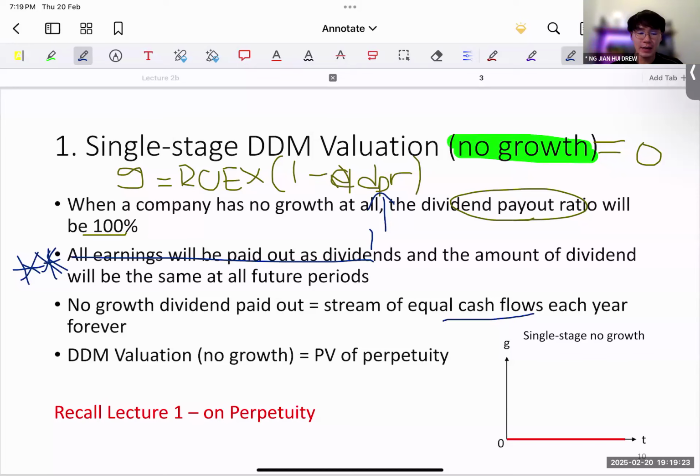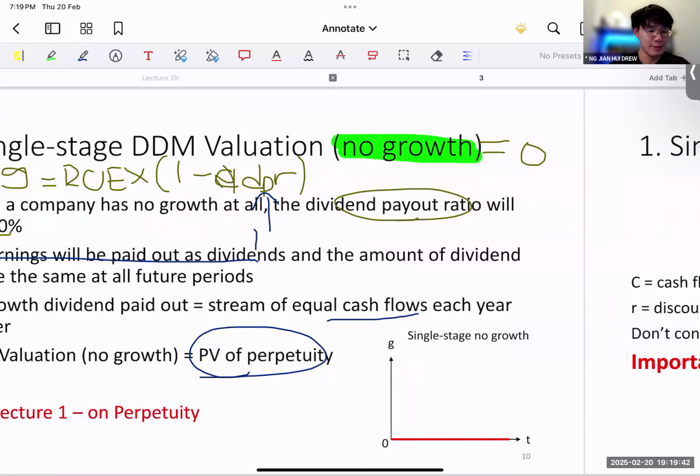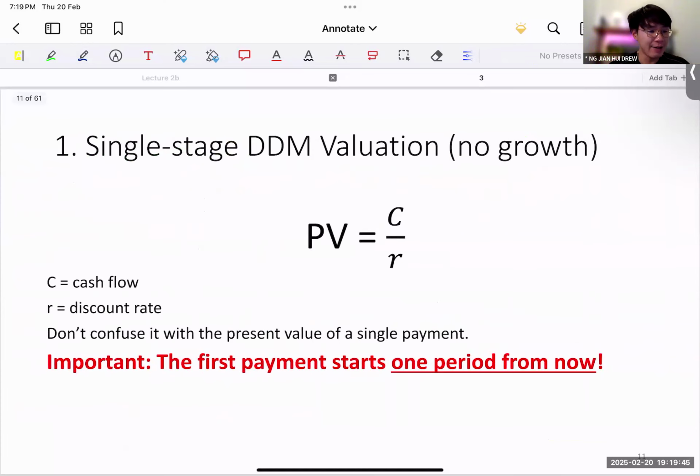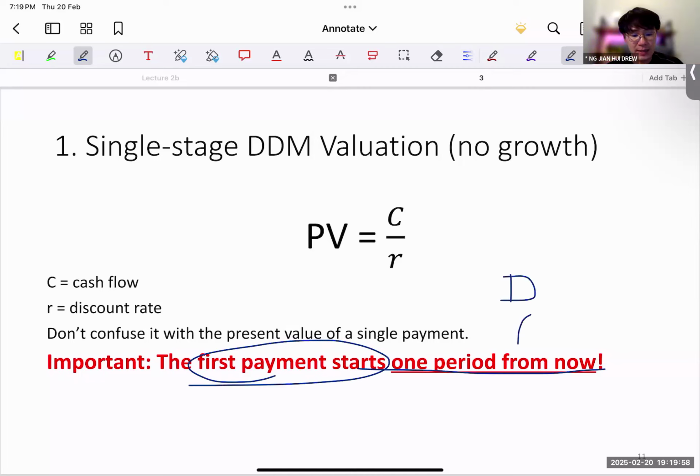And the key way to calculate this model with no growth is basically to use the present value of perpetuity, right? Because there's no growth. So the perpetuity is D1 divided by r. So recall lecture 1. I did have a small recap here, which is C divided by r, or D1 divided by r. The very important thing to note is that your payment must start one period from today, which means it's D1. What does this mean?